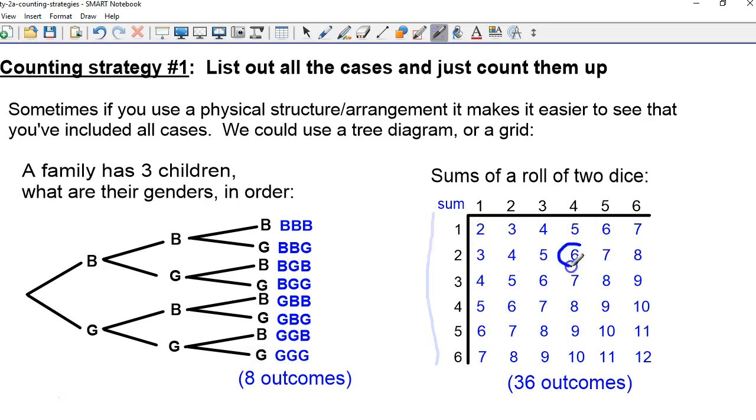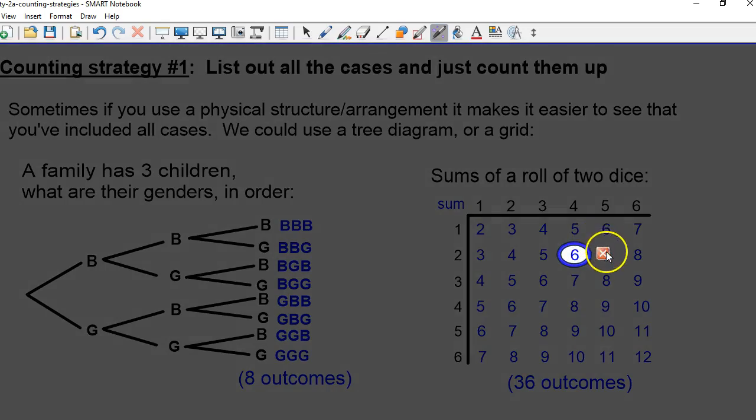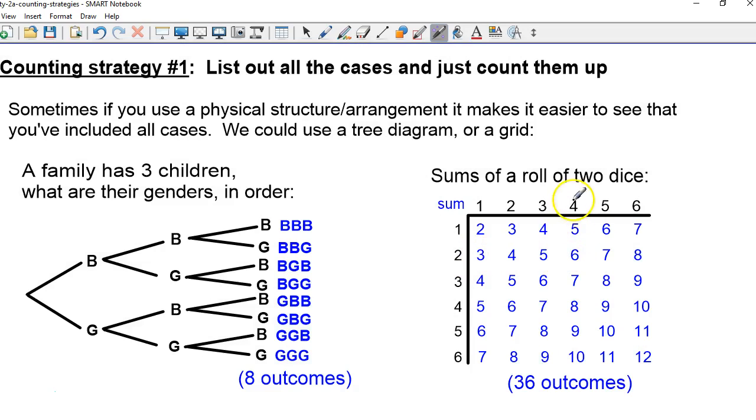So for example, that value right there is a 6 because it's a 2 from one die and a 4 from the other die. So we can quickly see that there are 6 times 6, or 36, total outcomes here.